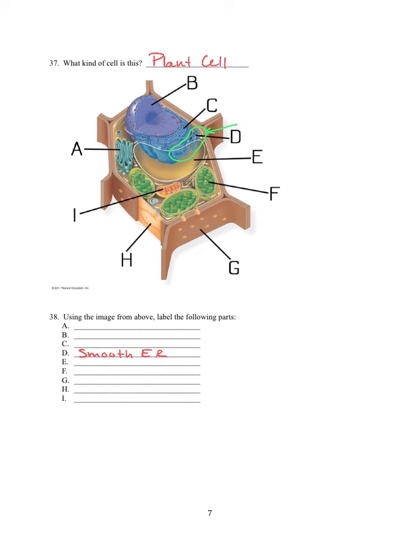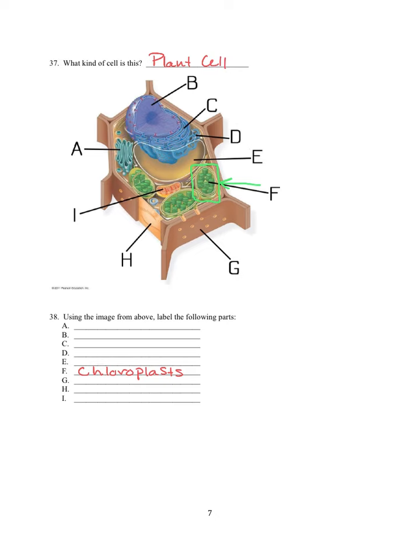Letter E is this large structure in the middle. This is the central vacuole, and it is used for the storage of food and water and things like that in the plant cell. Letter F is pointing to these green structures. They've got a whole bunch of little stacks of things that look like green pancakes inside. These are the chloroplasts, and they help to convert sunlight energy into food energy or chemical energy.